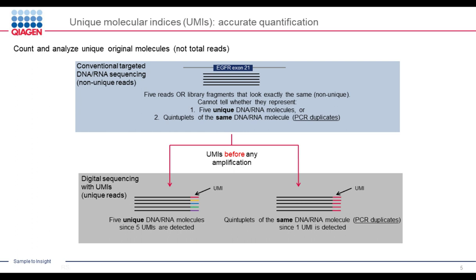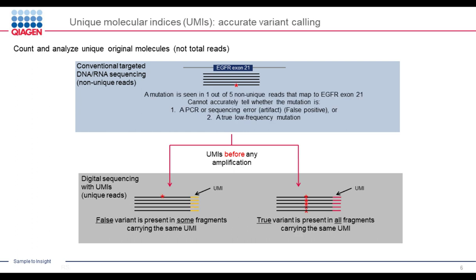However, if you end up with 5 reads that carry the same unique molecular index, you've started off with just 1 transcript, basically, that you've amplified over and over, and you've not started with 5 unique molecules. You actually only started with 1 that was duplicated over and over. So by incorporating unique molecular indices before any amplification takes place, you now have a way to differentiate between what is a true molecule, a true DNA or RNA molecule, and a PCR duplicate.